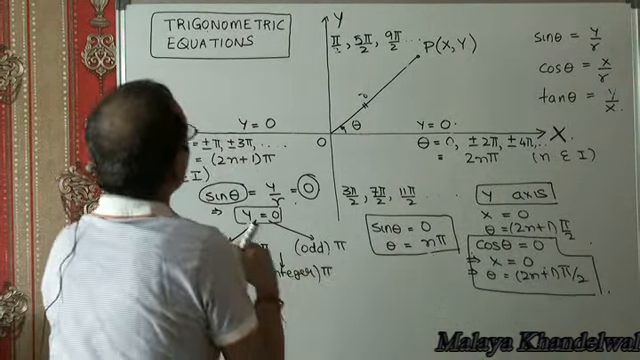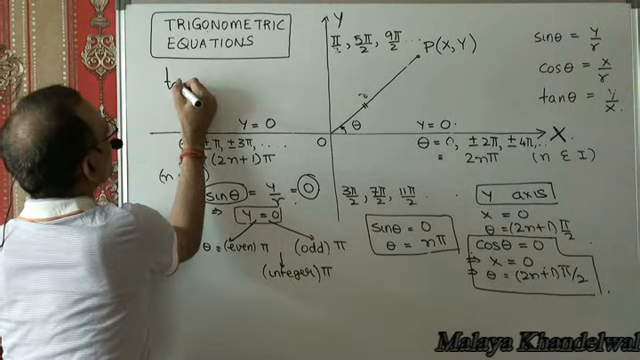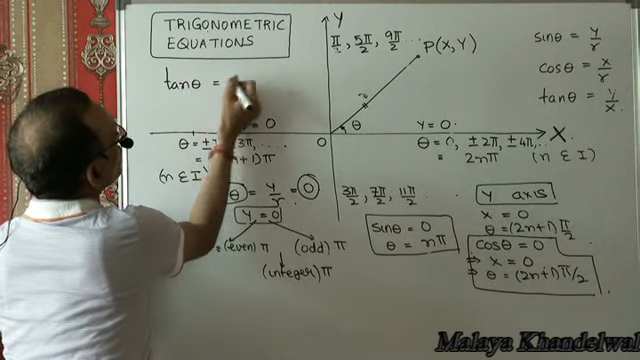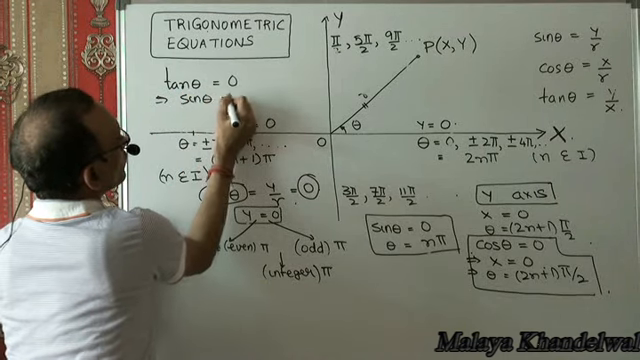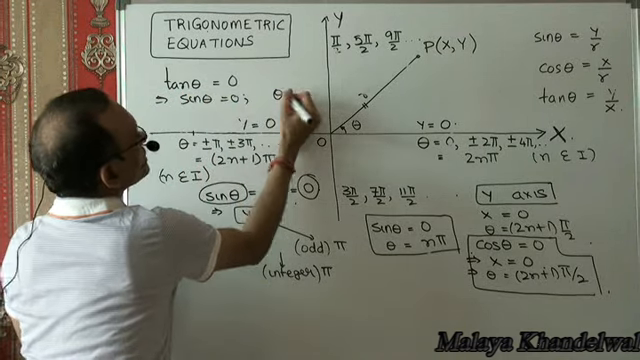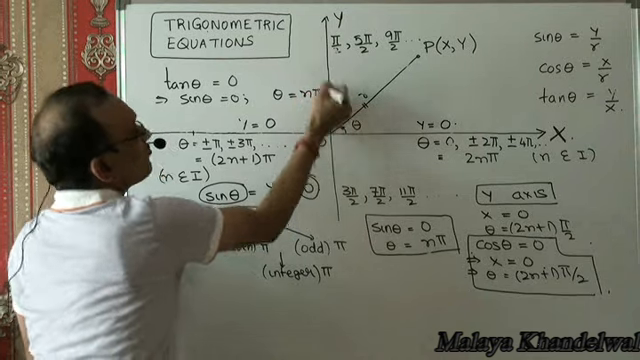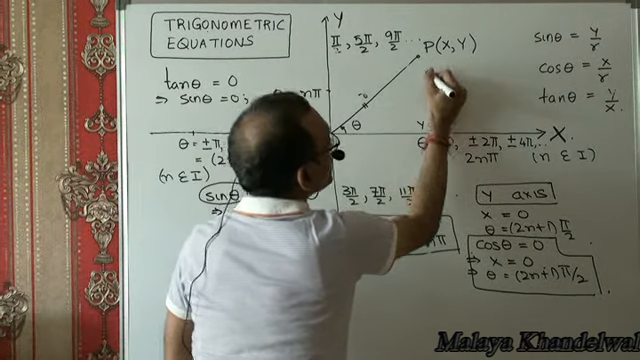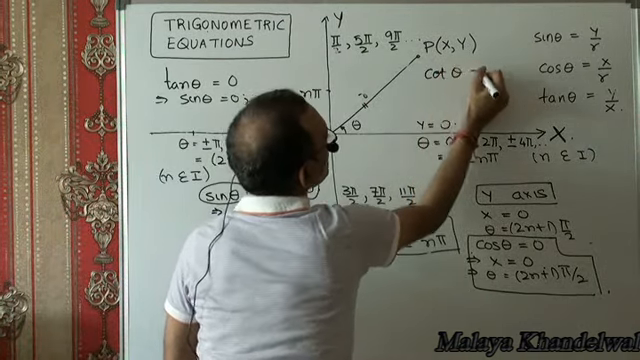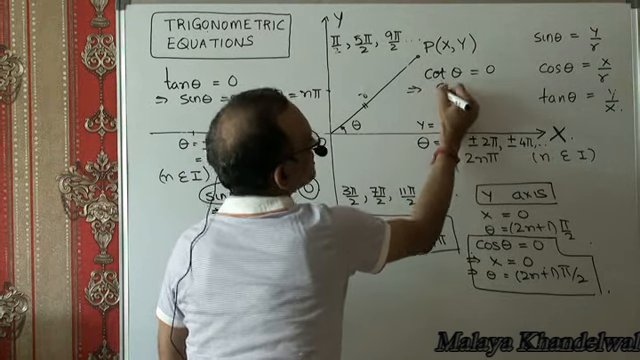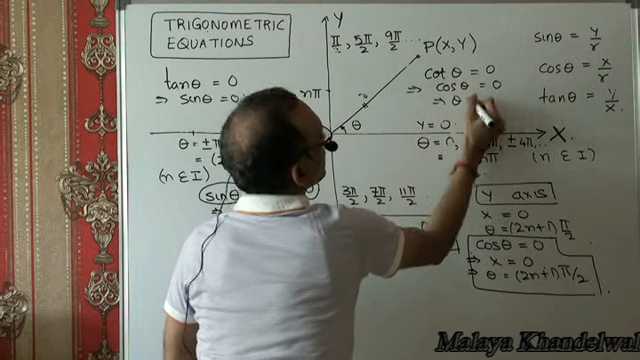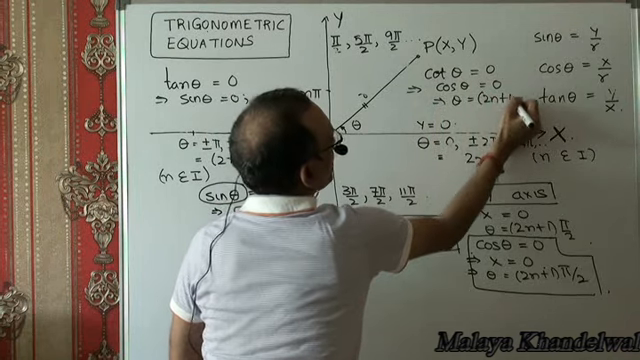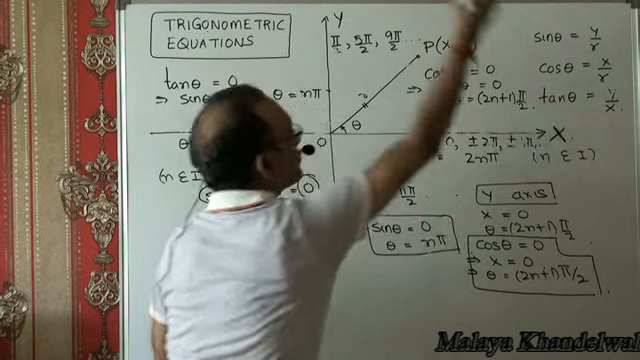What about tan theta equal to 0? Tan theta equal to 0 is only about sin theta being 0. That means it's only about theta being an integral multiple of pi. What about cot theta being 0? Cot theta being 0 is only about cos theta being 0. And that is about theta being an odd multiple of pi by 2.